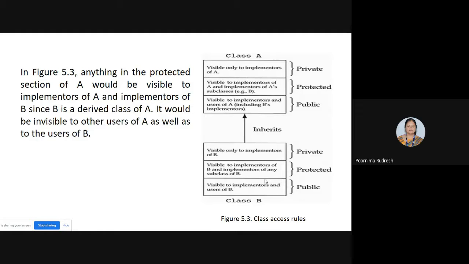Following all of you, see here, the protected area of class B will be visible to the implementers of class B and also the implementers of any subclasses of B. Suppose if we derive class C from class B, then this protected area is visible for the class C implementers. Understood now? Because class C is the subclass of class B.